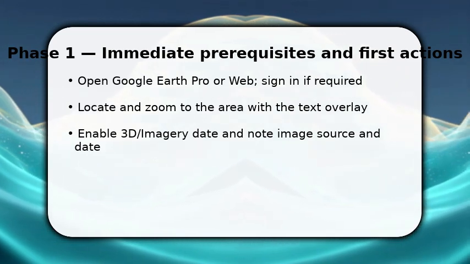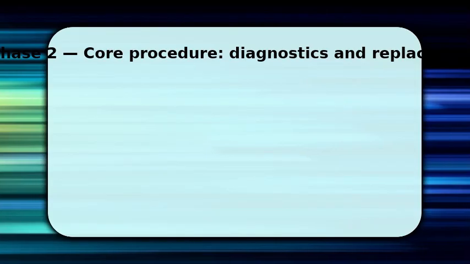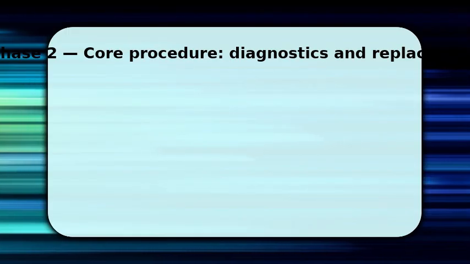Now, import your exported image into an image editor like Photoshop or GIMP and duplicate the base layer to preserve the original. Use the clone stamp and healing brush to paint over the text, sampling nearby pixels to match color and texture. This is why high-resolution source matters.